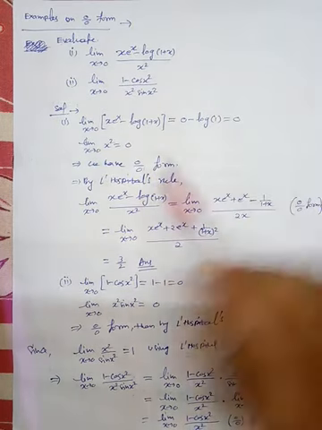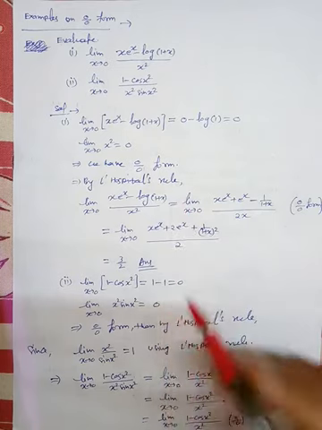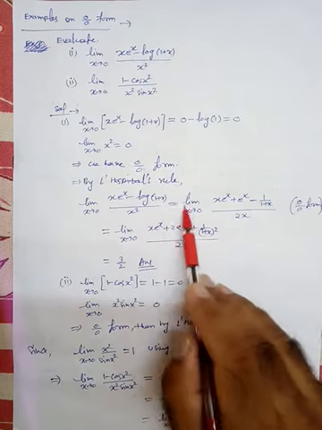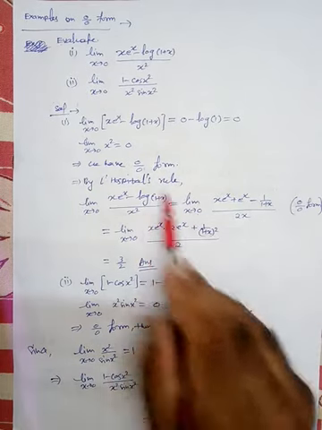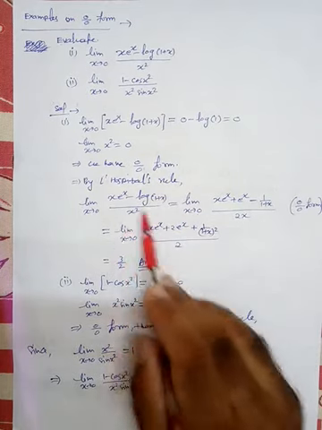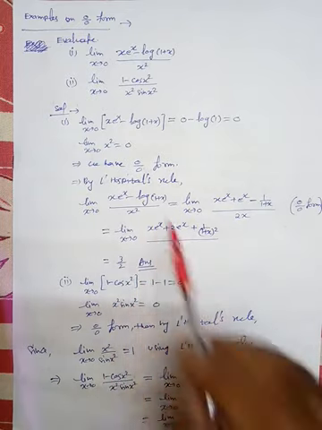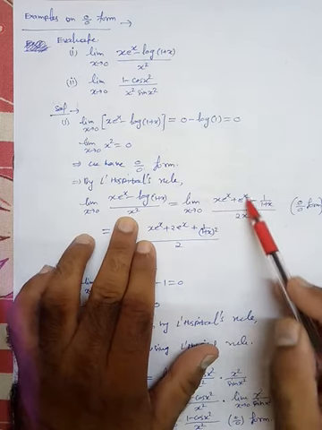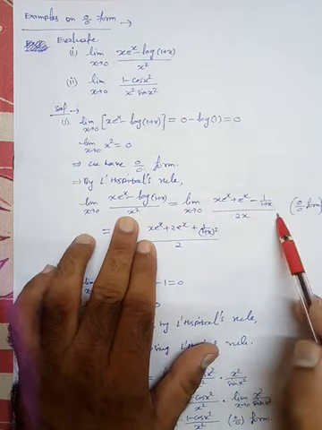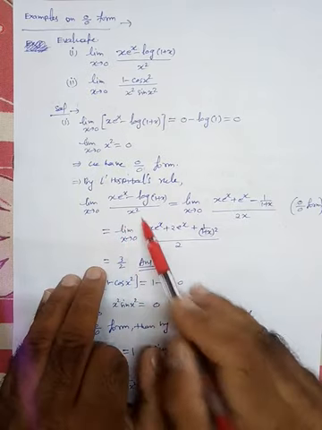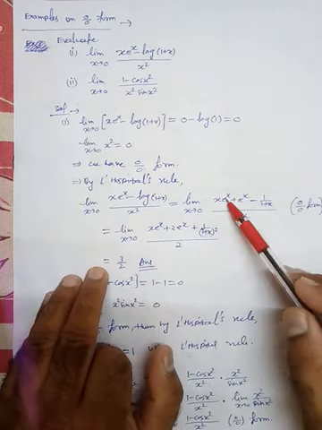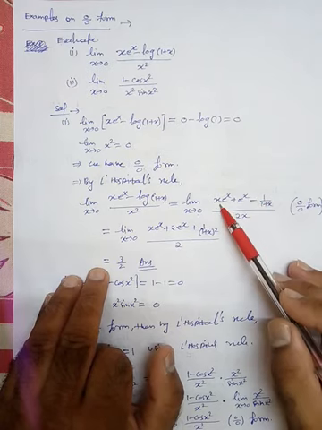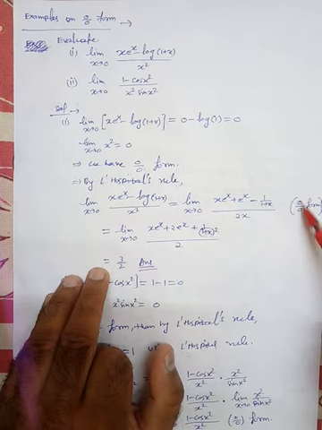So now I'll apply the L'Hospital rule. The limit as x tends to 0 of x e^x minus log(1 plus x) divided by x square is equal to the limit as x tends to 0 of, differentiating the numerator and denominator separately, x e^x plus e^x minus 1 upon 1 plus x, divided by the derivative of the denominator, 2x. When you again substitute the limit, you get 0, 1, minus 1. So 1 minus 1 is 0, plus 0 is 0. So ultimately again the 0 by 0 form.